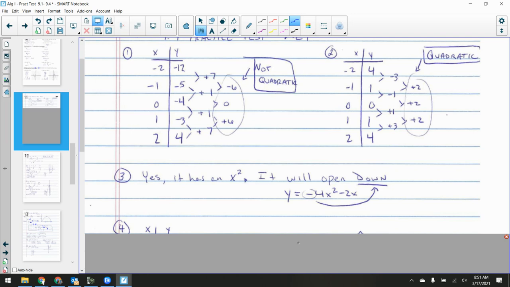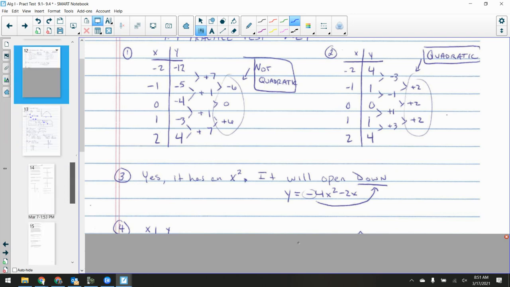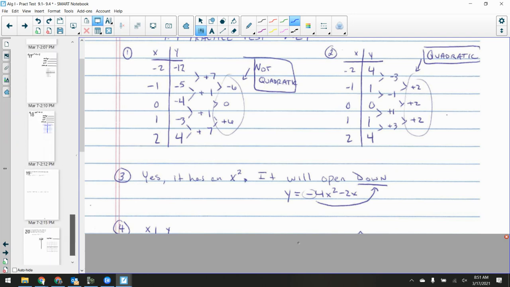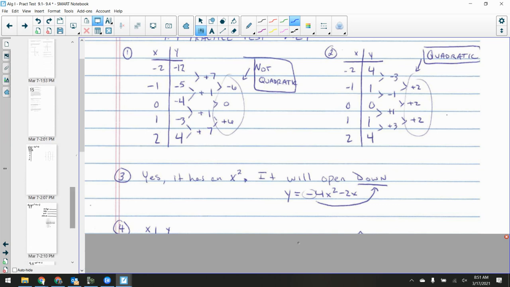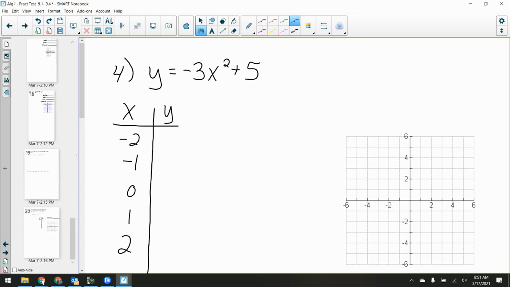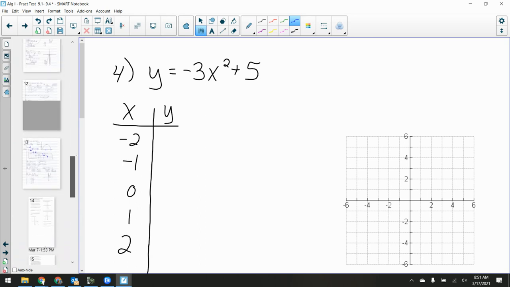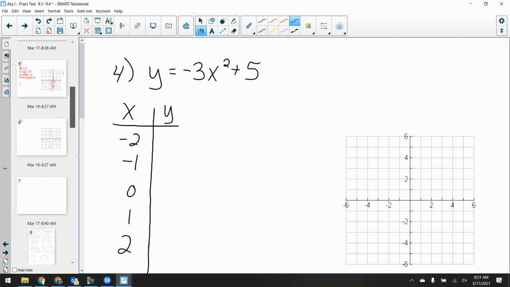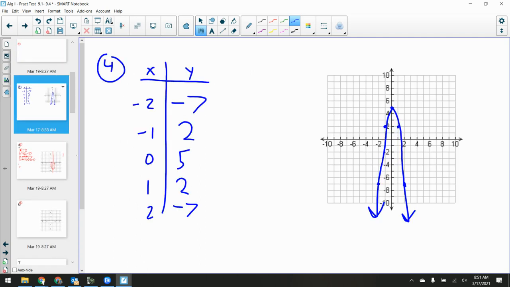Where's number four? Number four, up here on the board. Oh, did I have all these written out already? Did I not even need to do that? Look at that, it was already up here. Oh, well, that's okay. Where's number four? There's number four.